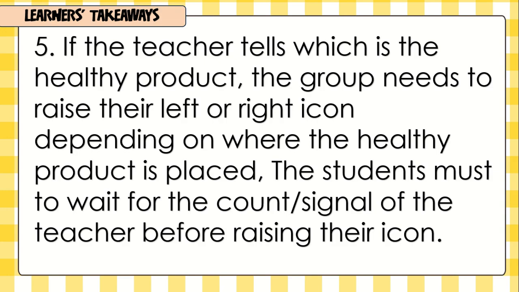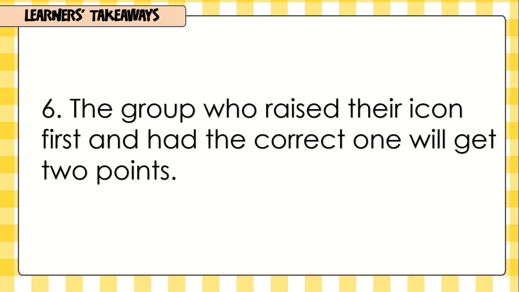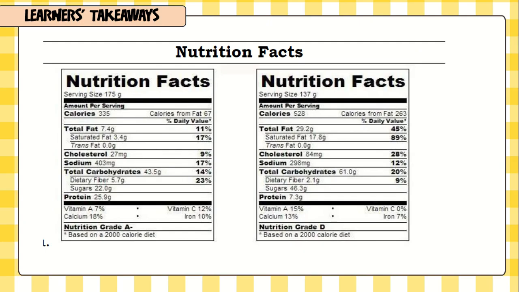If the teacher tells which is the healthy product, the group needs to raise their left or right icon, depending on where the healthy product is placed. The students must wait for the count or signal of the teacher before raising their icon. The group who raised their icon first and had the correct one will get 2 points. Let's have the first set of illustration.